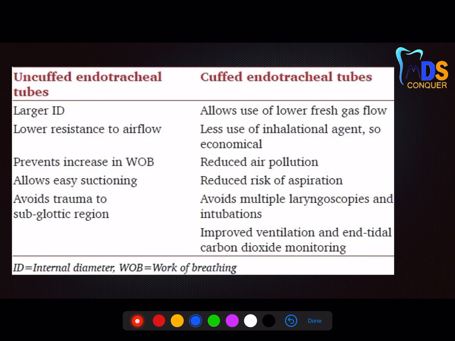The most important and most regularly asked question is the advantage of cuffed endotracheal tubes when compared to uncuffed: it reduces air pollution and reduces the risk of aspiration. The advantage is that it reduces the risk of aspiration.